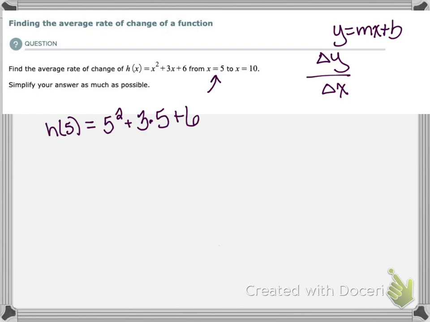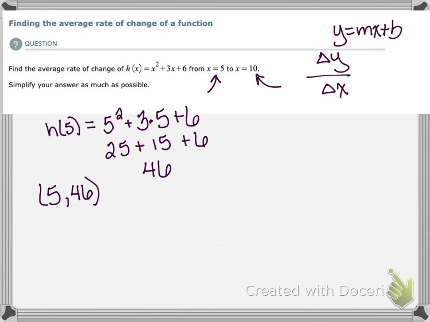So I have 5 squared, which is 25, plus 3 times 5, which is 15, plus 6. 25 plus 15 is 40, plus 6 is 46. So what I now have is an ordered pair. My ordered pair is 5, and the corresponding y value, or f of x value, is 46. Okay, so this is an ordered pair, and once I have an ordered pair, I can find the rate of change. So now I'm going to plug in this 10 to the same function.